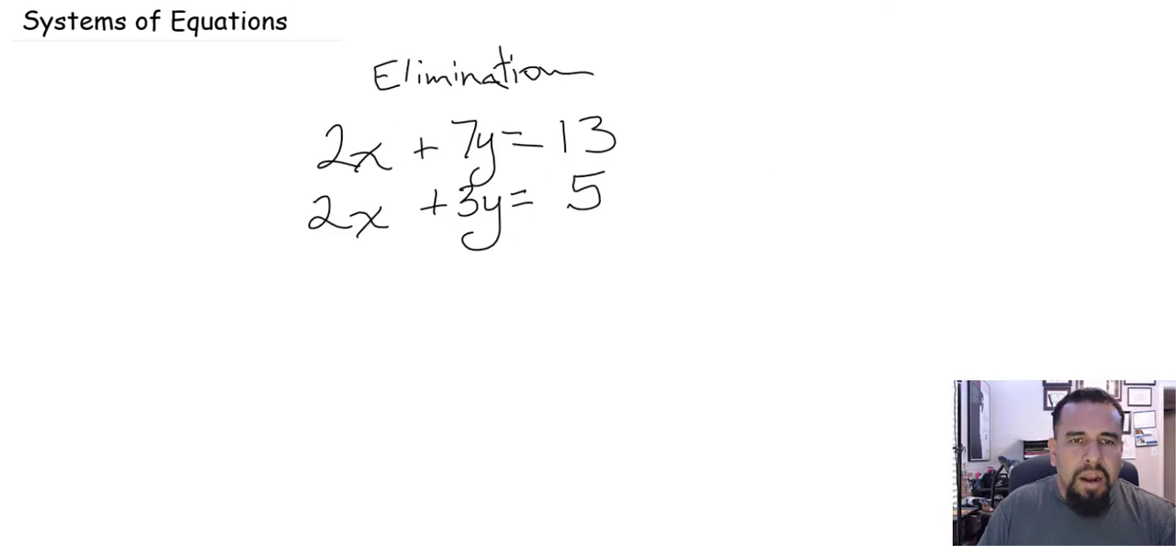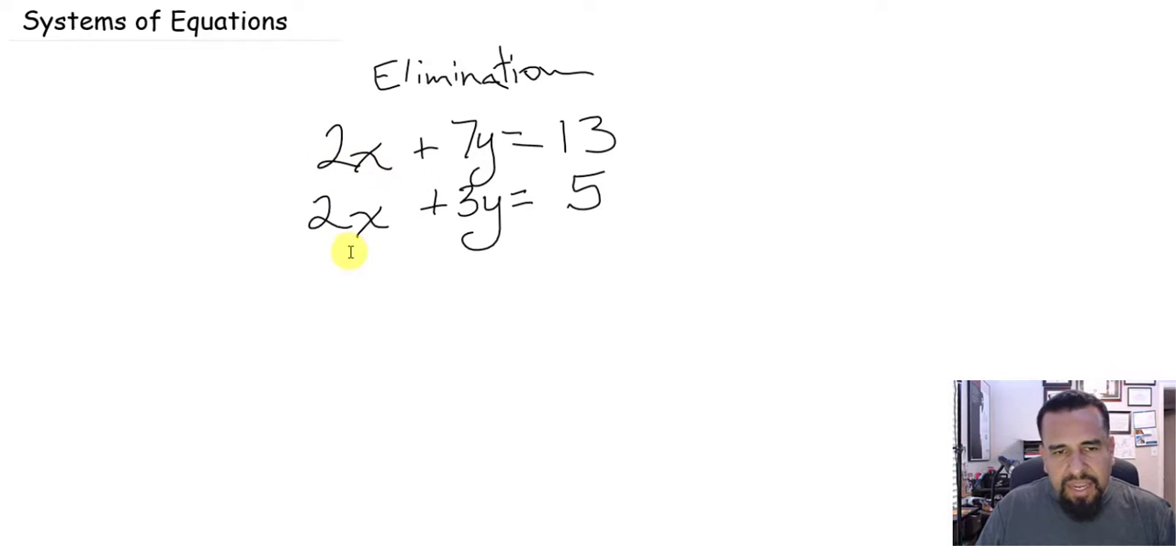All right, so here we go. We have 2x plus 7y equals 13. We have 2x plus 3y equals 5. So, as you can see, we're going to use the elimination method. And basically, you want to be able to eliminate one of the variables, either the x or the y. It doesn't matter which one. What you're looking for is to see if you can eliminate. If you cannot eliminate one, then you would use one of the other methods, the substitution or the equal values method.